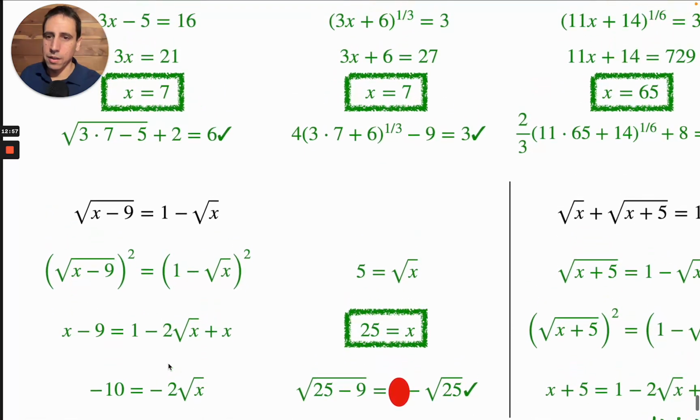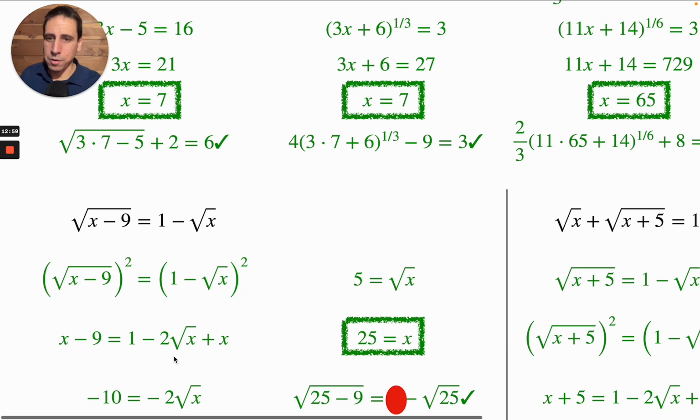Let's keep going. Let's combine all the like terms, and actually, the goal here is to get the radical all by itself. So I'm going to move the 1 over. This becomes minus 10. I'm going to move the x over. They cancel. Subtracting x from both sides, they cancel. Then I'm going to divide both sides by -2. We get -10 divided by -2 gives you positive 5 is equal to square root of x. To get rid of this radical here, we've got to square both sides. So this becomes 25 equals x.